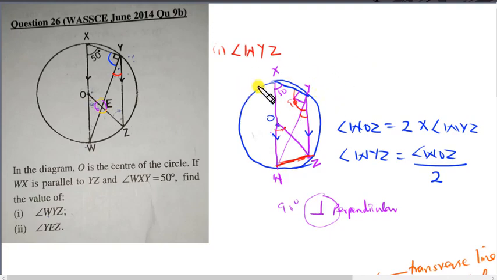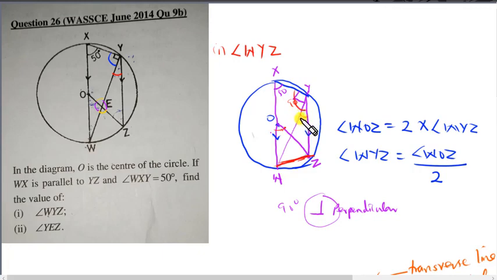So the first way that we can solve this, that is, we can find the angle WYZ, as I did say, is knowing the angle WOZ, because the angle WOZ is 2 times the angle WYZ, or the angle WYZ is half of the angle WOZ. But if we don't know WOZ, then we cannot do that.